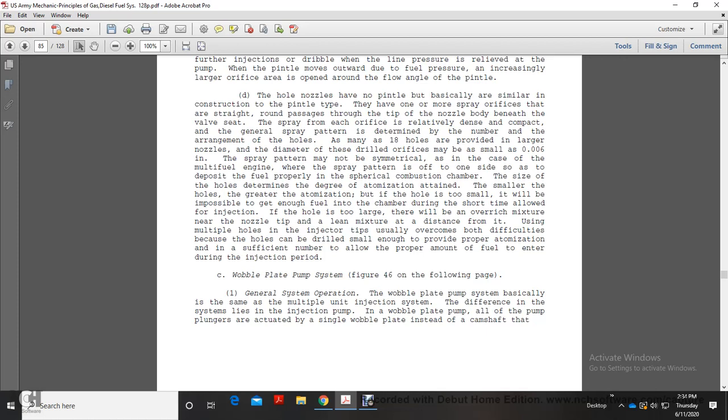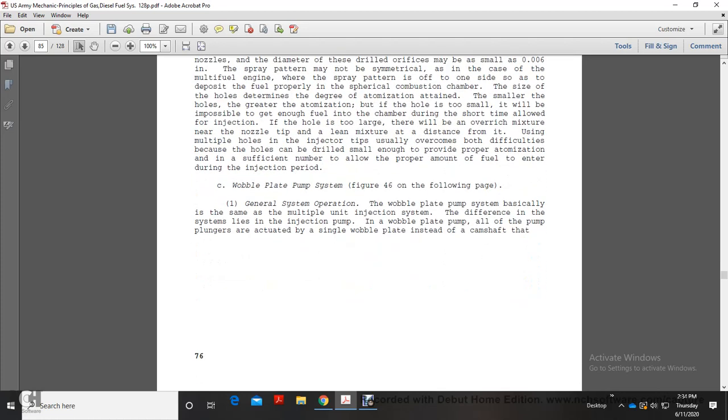If the hole is too small, it will be impossible to get the fuel into the chamber during the short time allowed for injection. If the hole is too large, there will be an over-rich mixture near the nozzle tip and a lean mixture at a distance from it. Using multiple holes in the injector tips usually overcomes the difficulties, because the holes are drilled small enough to provide proper atomization, in sufficient numbers to allow the proper amount of fuel to enter during the injection period.